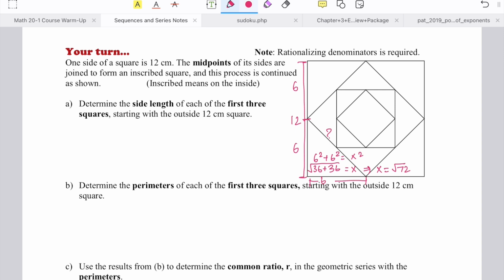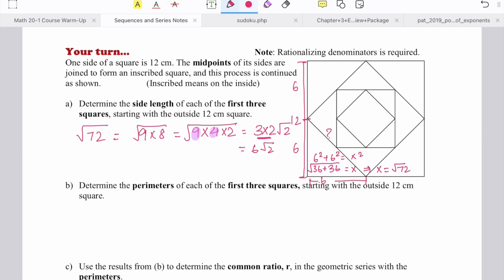So we're starting with 12 and then we go down to root 72. 72 can be written as 9 times 8, and that 8 can be written as 4 times 2, where 9 and 4 are perfect squares. So it'll be 3 times 2 root 2, okay? 3 times 2 is 6 root 2. Let's do the same for the next one. Let's figure out what that would be.